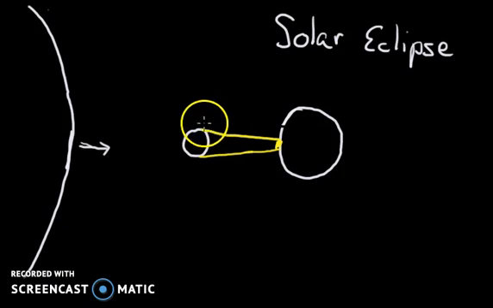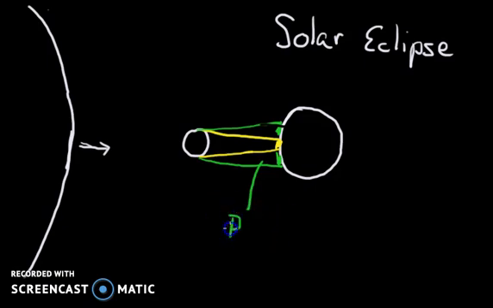If you were, let's use a different color, the green. If you were somewhere along here on this side, or somewhere along here on this side, something like this, you would see a partial solar eclipse. Okay, so if you were in the middle here, you would see a full solar eclipse, and here you'd see a partial solar eclipse.